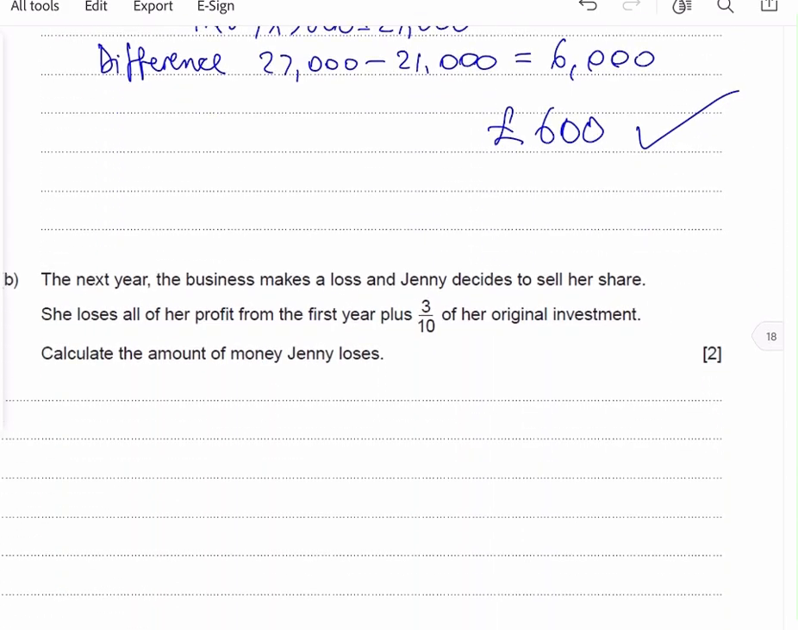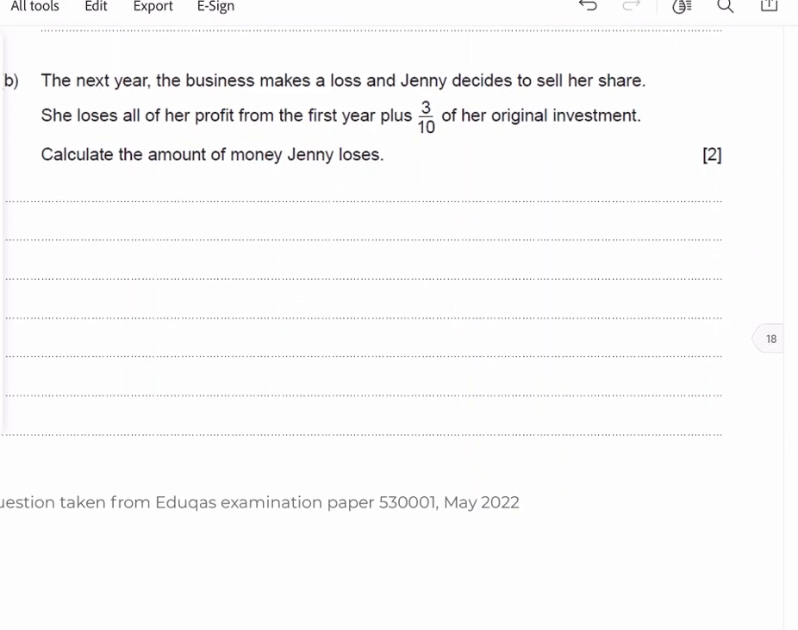Should be 6,000 there, not 600. Okay, the next year the business makes a loss and Jenny decides to sell her share. She loses all her profit from the first year and 3/10 of her original investment.